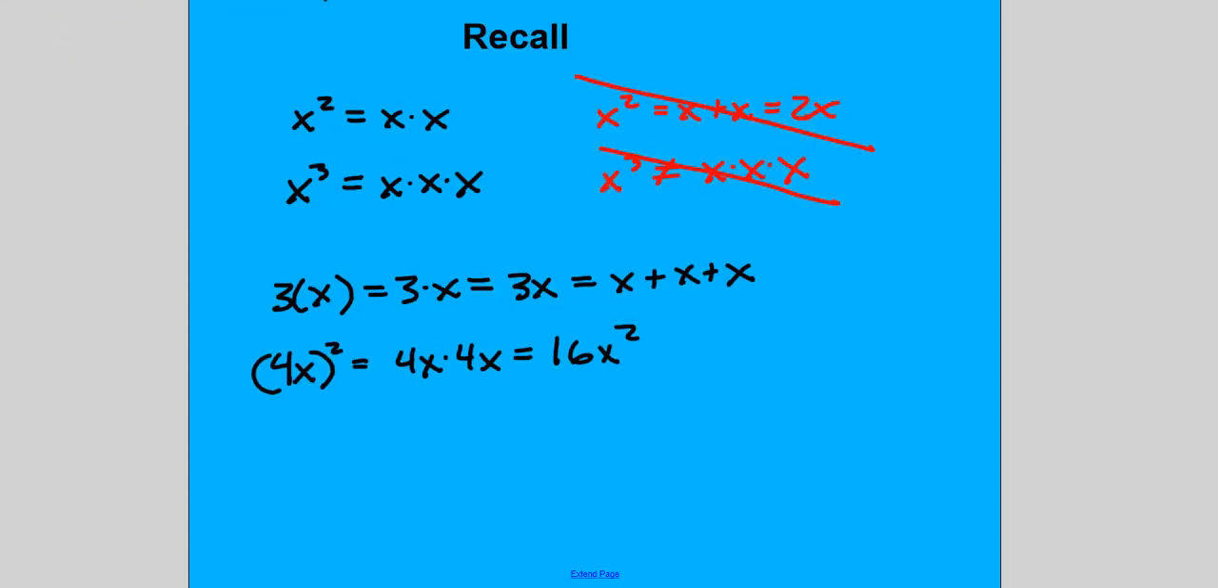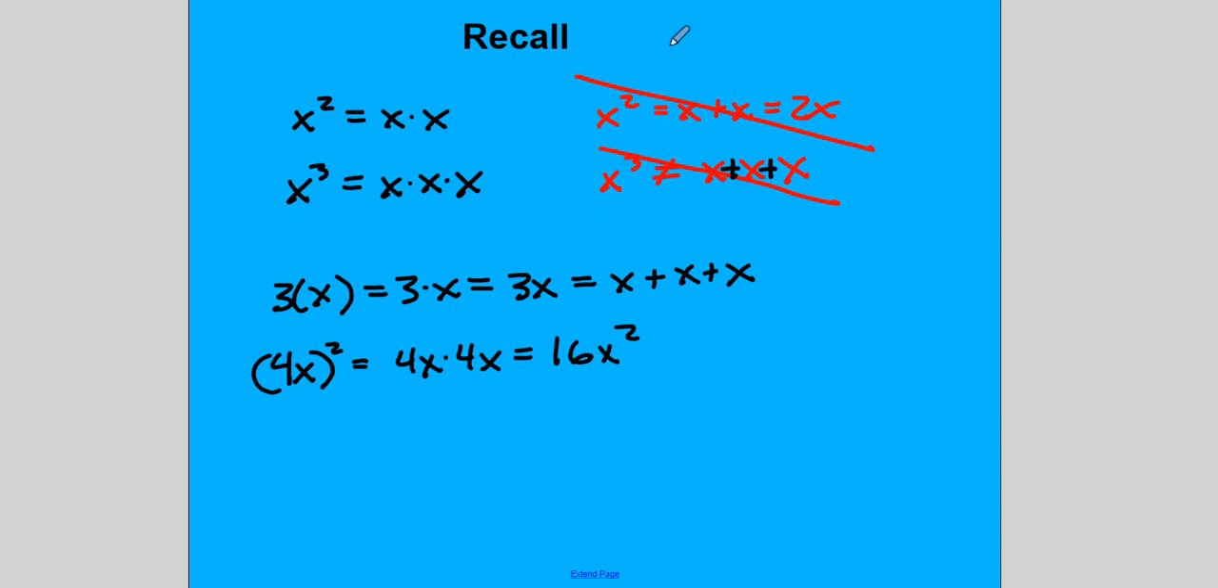So recall that x to the second or x squared means x times x. It does not mean x plus x or 2x. X cubed is x times x times x. That's x multiplied by itself 3 times. X cubed does not equal x plus x plus x.